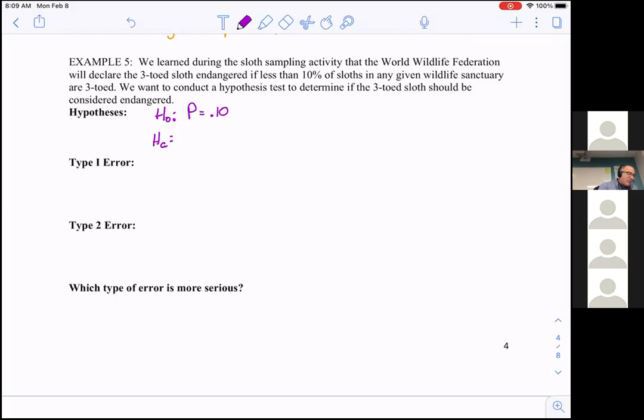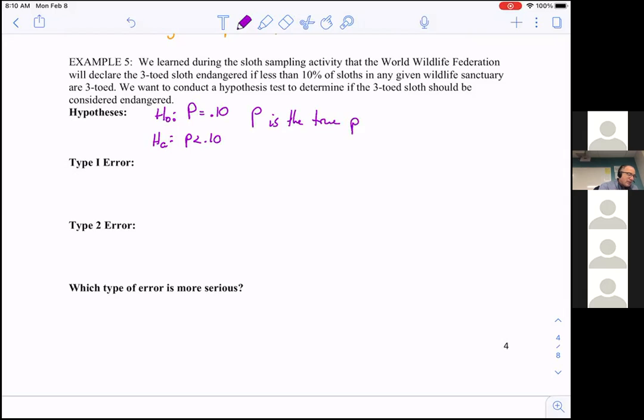If the proportion is greater than 10%, I don't care. That's great. The sloths aren't endangered. However, if it's less than 10%, then they would be endangered. So that means that what I had to pay attention to in my alternate hypothesis is that it's less than.